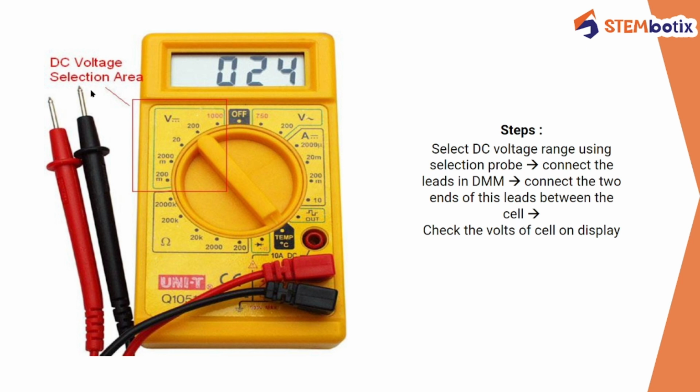Now this represents positive, and this black or common represents negative. So always place the positive terminal of your cell over here and the negative terminal of your cell over here. Place the cell in between, and check the volts of the cell on the display, and you will get the output as 9.